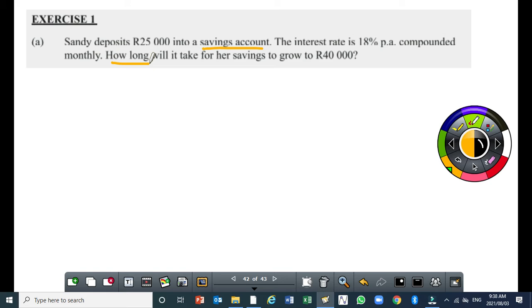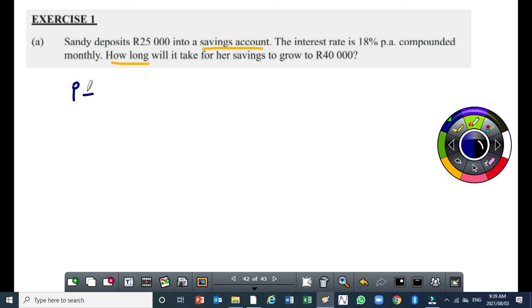So we want to calculate the number of years. Please take note, it says how long, so it's the number of years. But when we do the calculation for n, we are going to get n as the number of months. Then we convert the number of months to the number of years. Do you understand that?